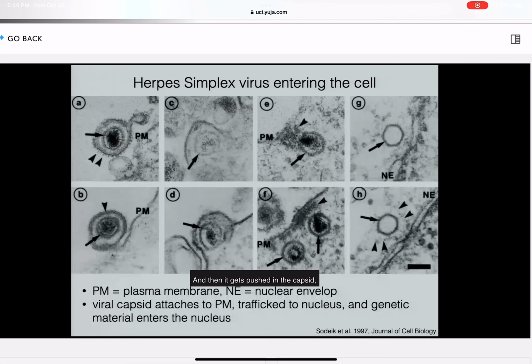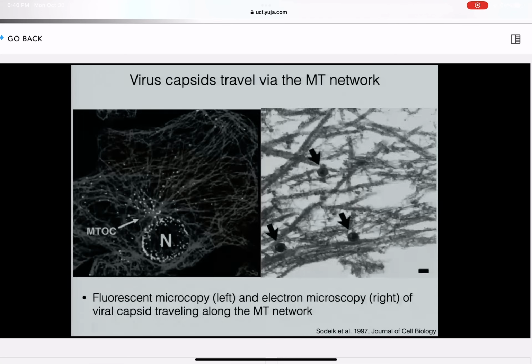But you can see that it ends up docking, and then the capsid gets pushed into the cell, and then it starts marching along towards the nuclear envelope, and you can see that it's essentially dumping its material into the nucleus once you're there. Okay? And so this is the actual viral infection, and it's utilizing microtubules to walk towards the nuclear envelope.